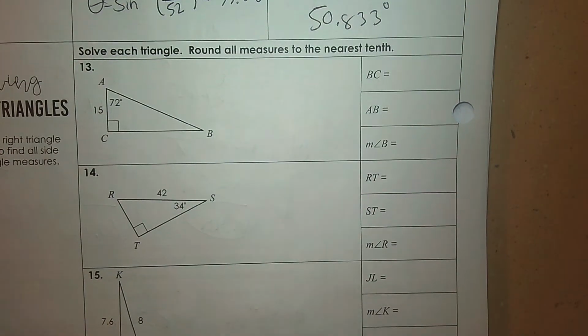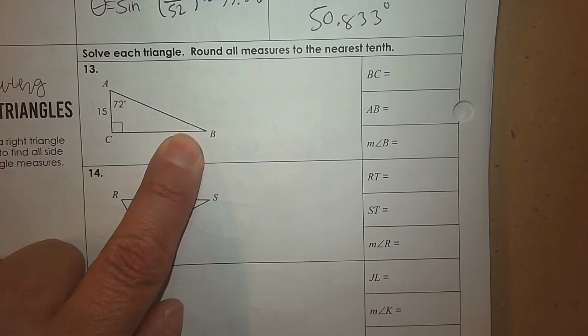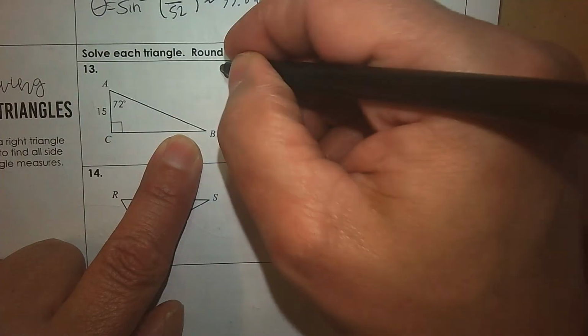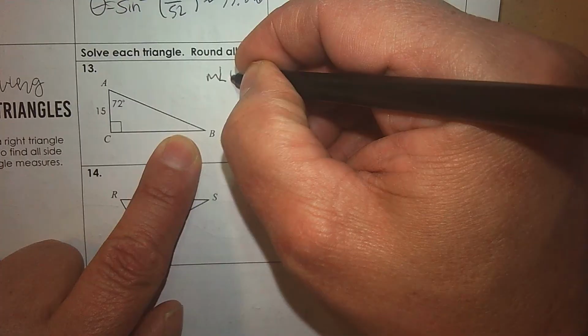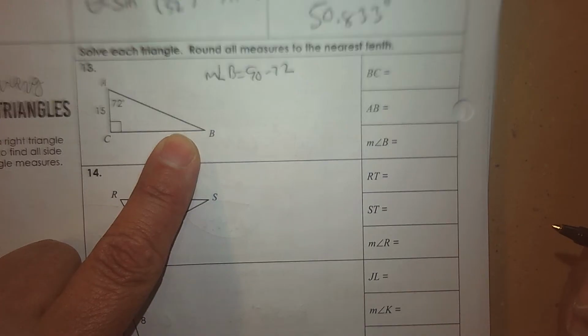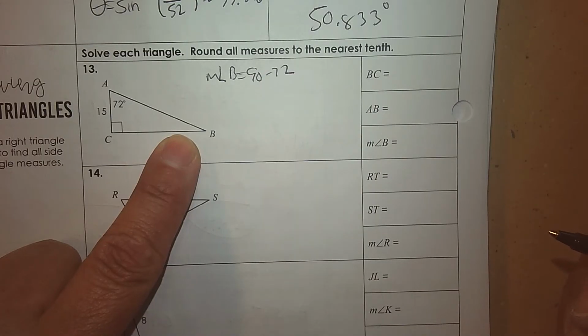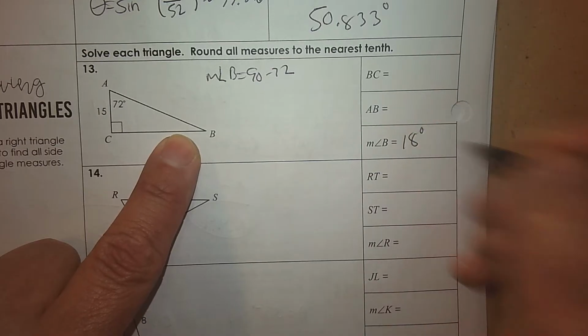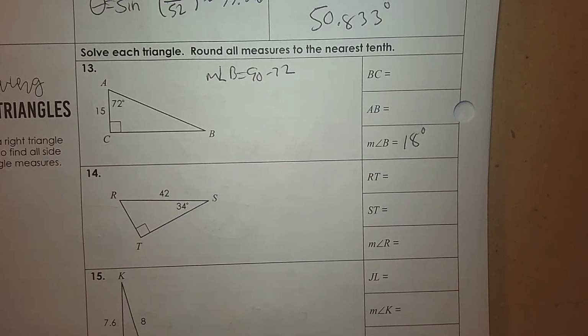So if I know 72, how do I find angle B? 90 subtract 72. What's left over? I don't need trigonometry, just basic triangle stuff. And that answer is 18. Can you fill in the right part?